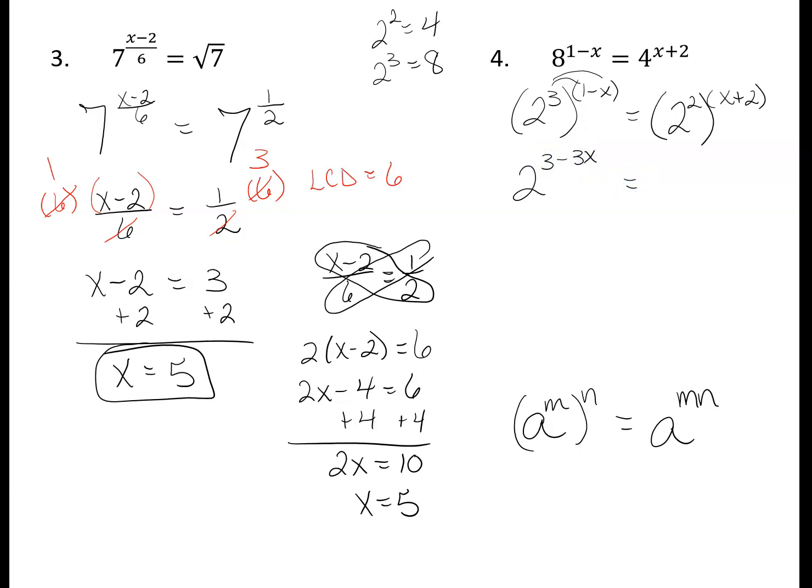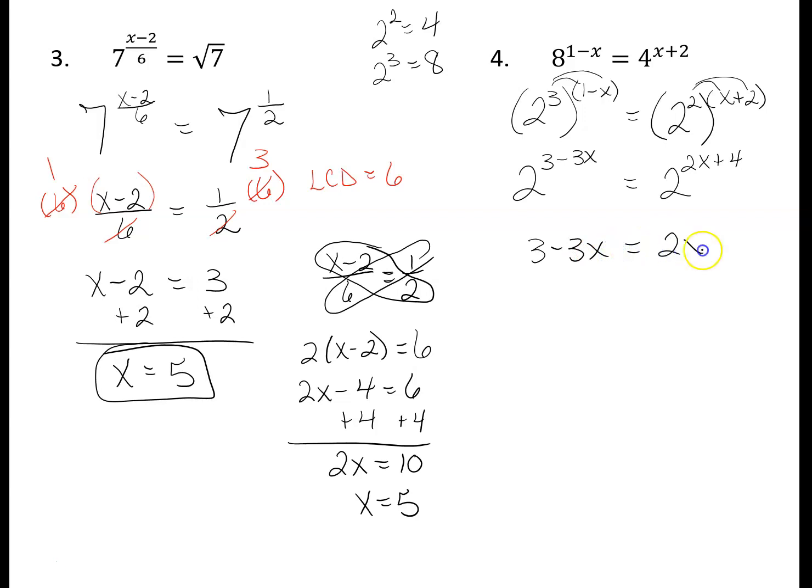And then on the right side, same thing, I'm going to multiply, which requires me to distribute the 2 and get 2x plus 4. Now I have just a base with an exponent on each side, and the base is the same, which is what I need. I need that base to be the same. Now I can equate the exponents. So 3 minus 3x equals 2x plus 4.